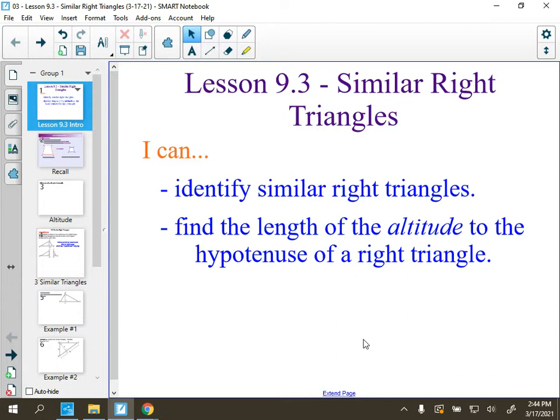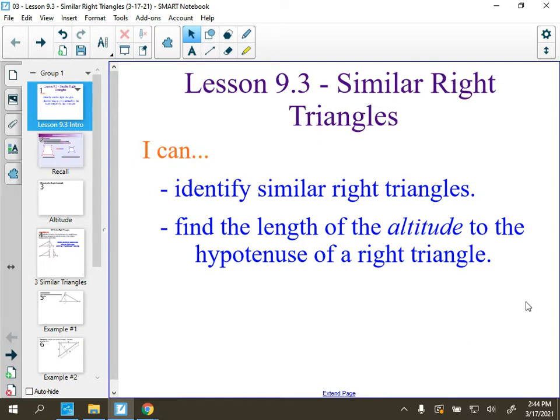So similarity was the previous chapter. Chapter 8 was the entire chapter on similar polygons. We talked about similar triangles. Here we extend some of those concepts to similar right triangles, and specifically the second bullet point here: when we're talking about the altitude of a right triangle, what goes on there, how it breaks the triangles up, and how we can find some of those lengths.